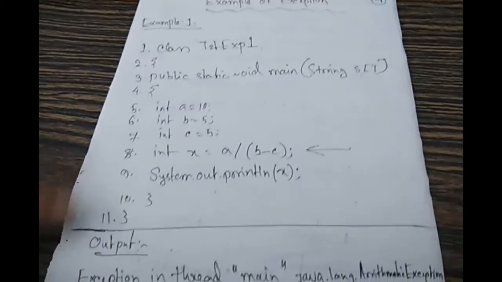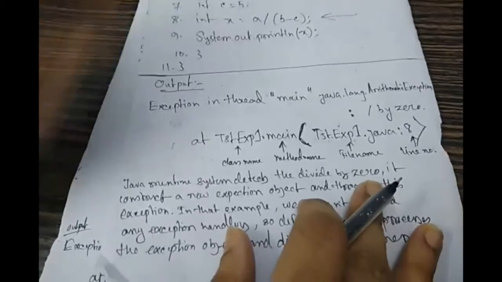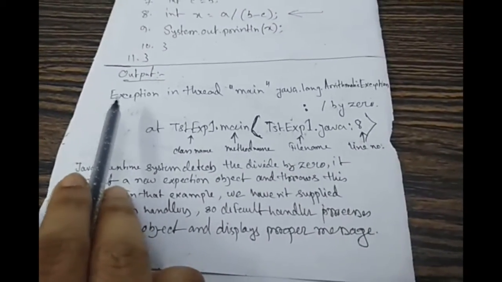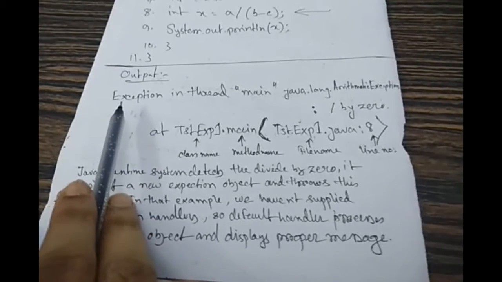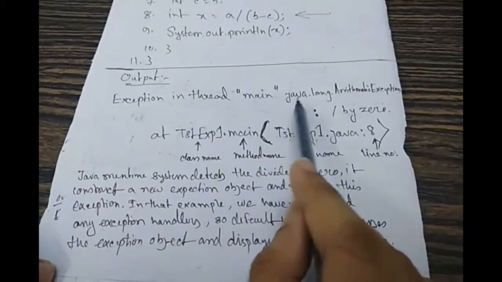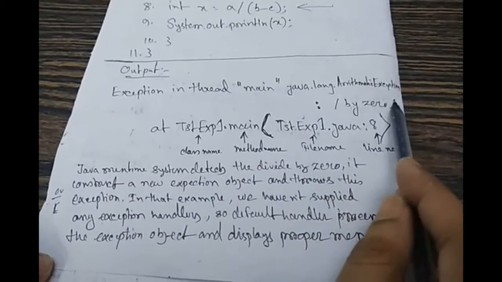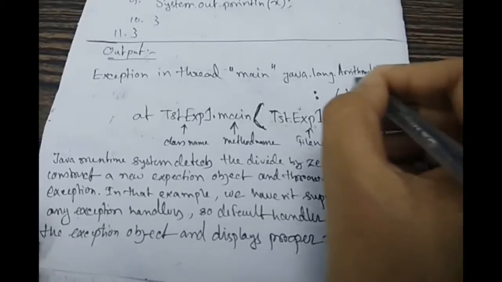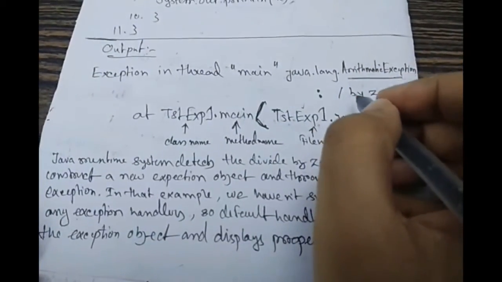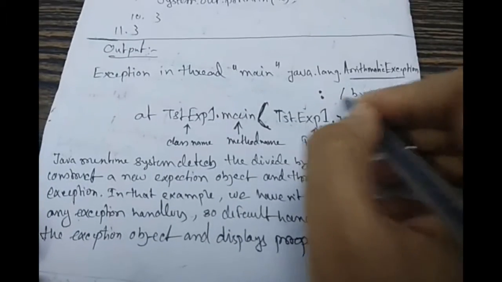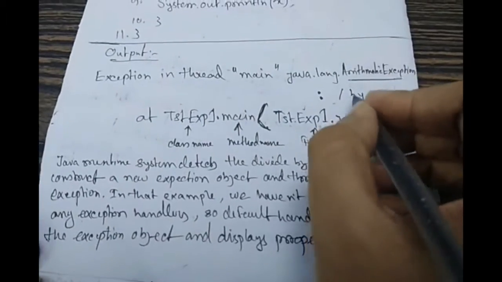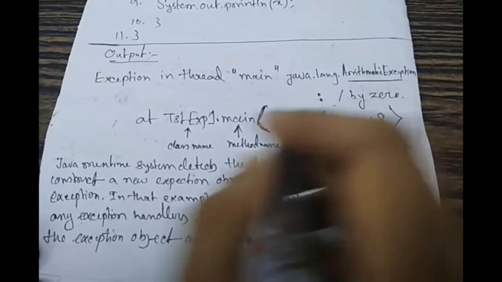So if we see the output, you can find that in the output we have a message like this: exception in thread main java.lang.ArithmeticException. So the exception is arithmetic exception, then colon, then divided by 0. So actually it is the arithmetic exception that is caused by division by 0.